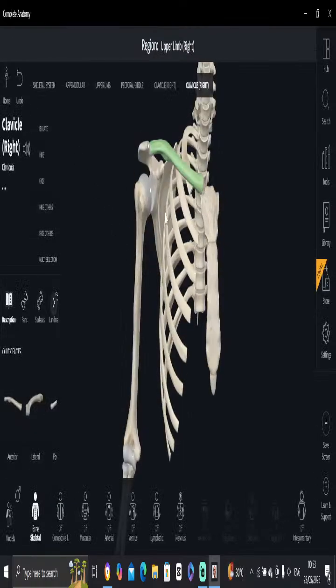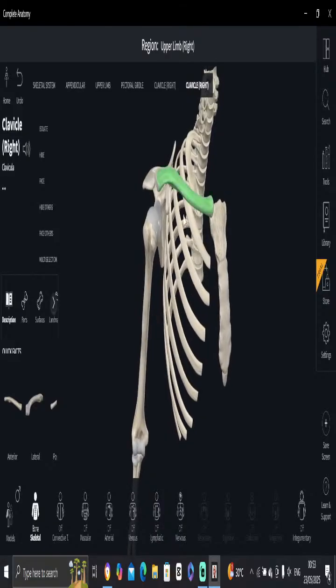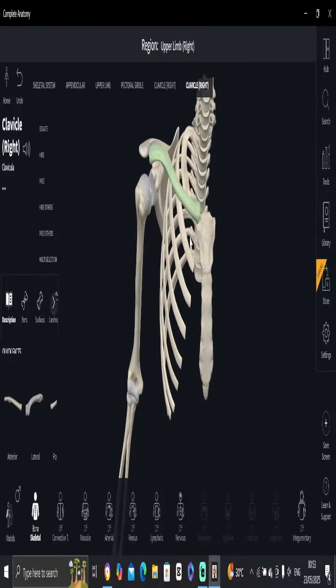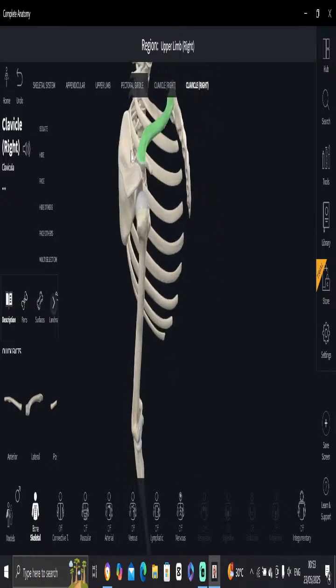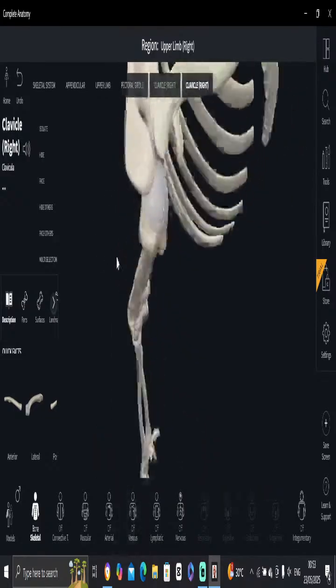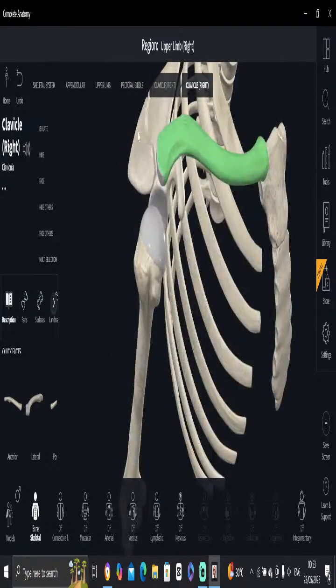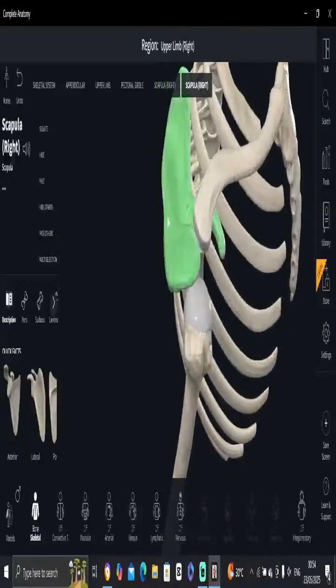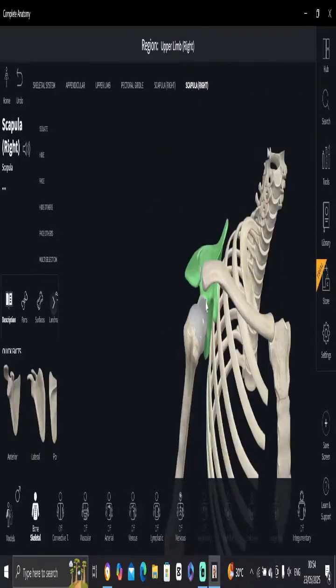So as we've talked about it, let me shift it back so we can see it articulating with the other bones of the upper limb. Medially, it articulates with the sternum at the sternoclavicular joint, while laterally, it articulates with the scapula. We can see this knuckle-like projection of the scapula. This is known as the acromion process of the scapula. So it articulates medially and laterally with the sternum and the scapula.